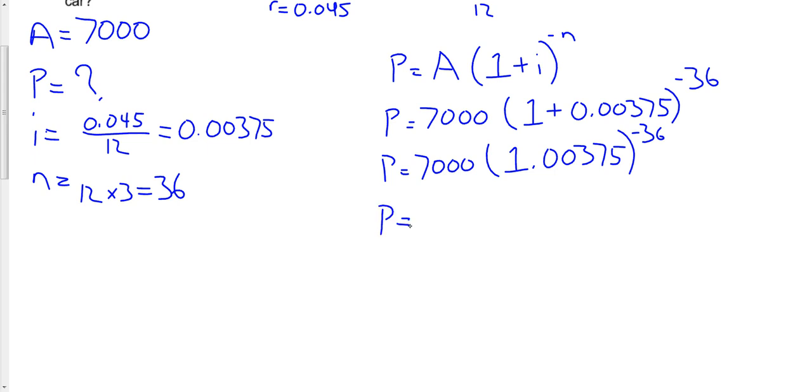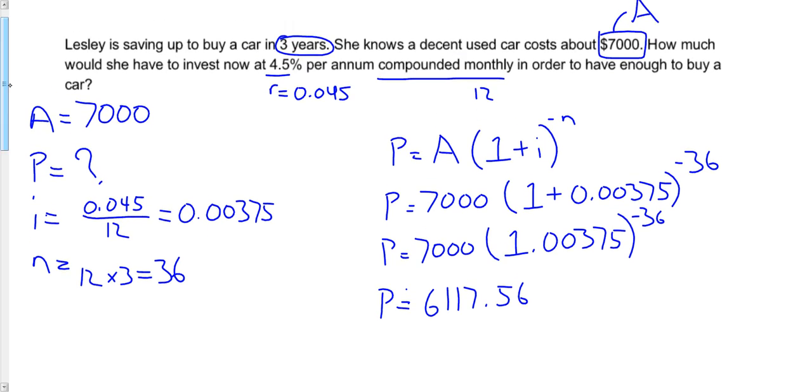To solve this, in my calculator I put 1.00375 to the exponent negative 36, all times 7,000. My final answer is $6,117 and approximately 56 cents. So my present value, the amount of money I need to invest right now in order to get a return of $7,000, is $6,117.56.